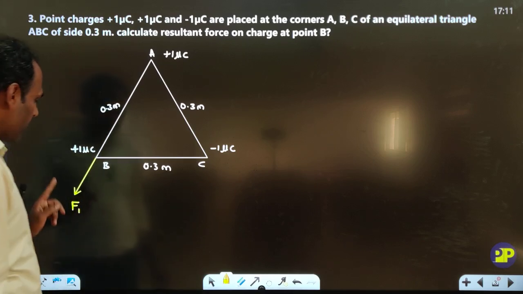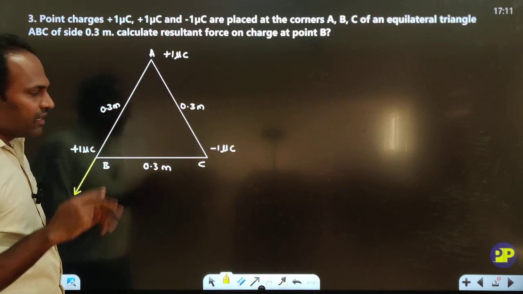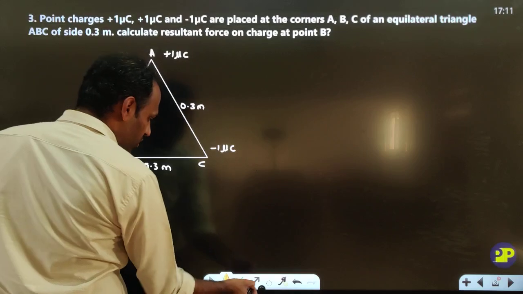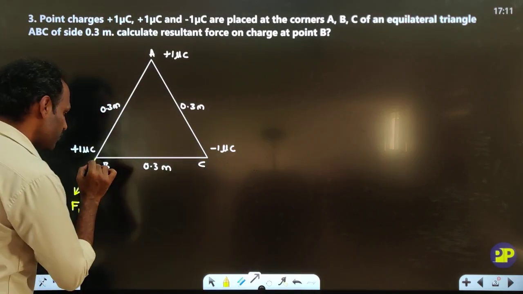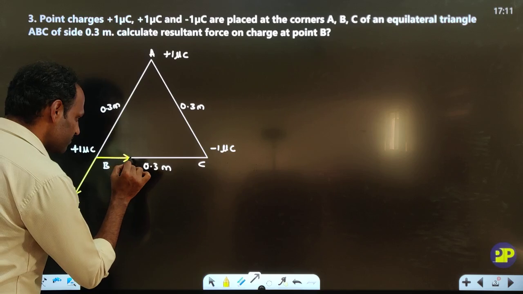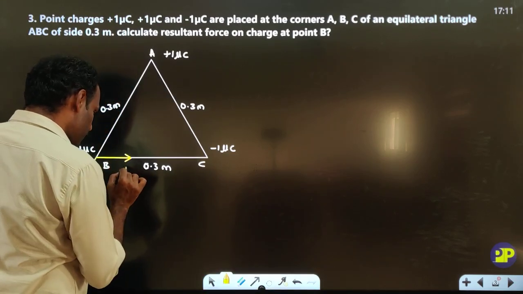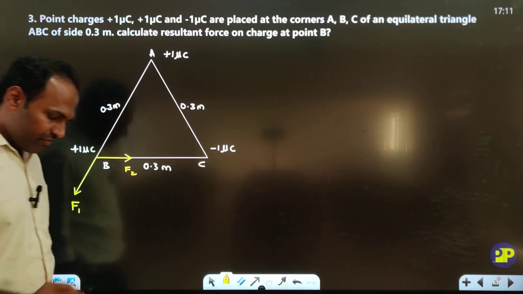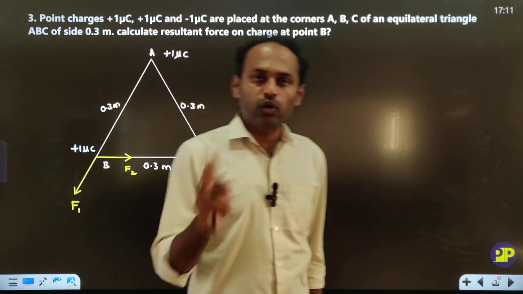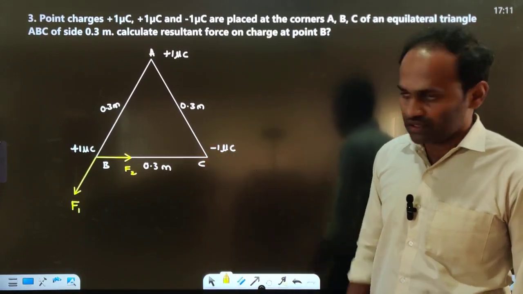I will call this F1. F1 is the force acting on charge B due to the charge A. Similarly, the force acting on charge B due to charge C will be attractive. That's why that force will be acting in this direction, right? I will call this force F2. So finally, we got to know on the charge at B, there are two forces, F1 and F2. Now we have to find the resultant of these two forces.